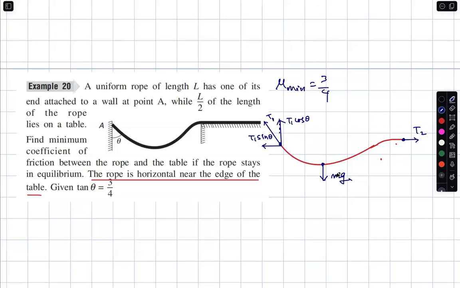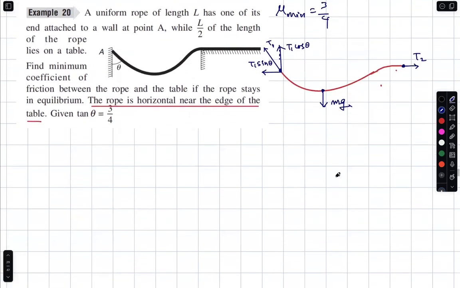L/2 part of the rope lies on the table, which means the free body diagram of this part is T2, friction, and mg/2, because you said half is on the table. Normal reaction. Please don't get confused. For this portion, the free body diagram is drawn there itself. For the left hand side portion, I have drawn the free body here.